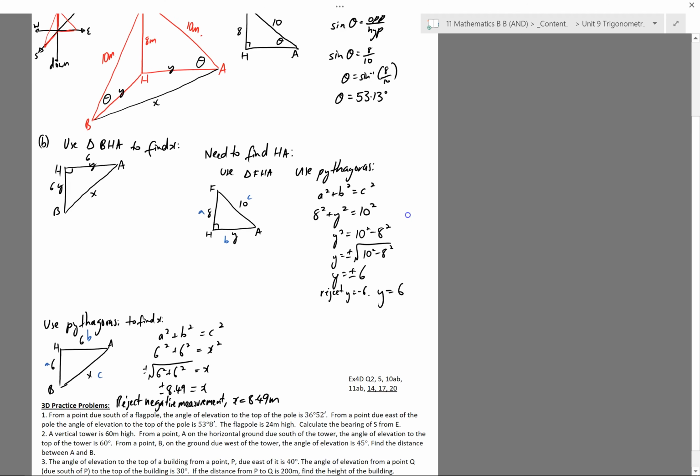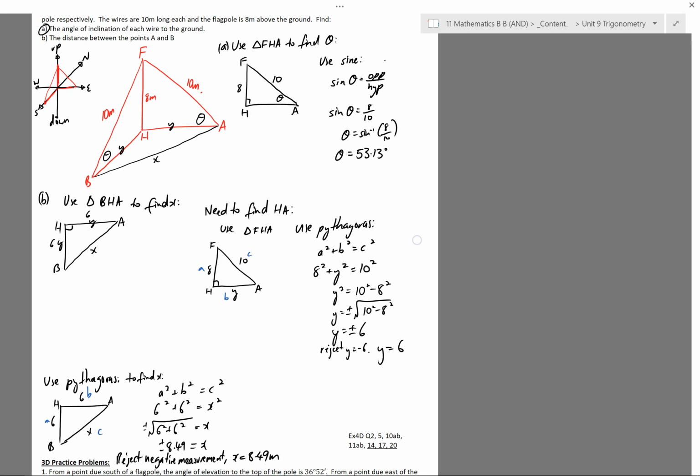So having a look at these 3D diagrams, it's really important that we draw them in 3D with a bit of perspective, and that when we're trying to solve for anything on the triangle, we redraw the triangle as if we were looking directly at it and show where all these right angles are.